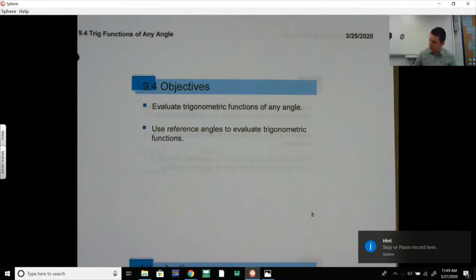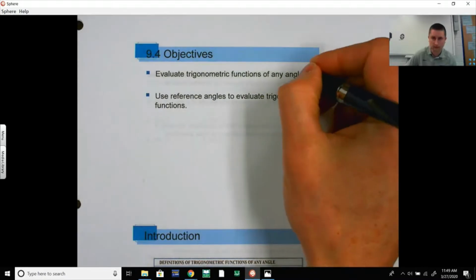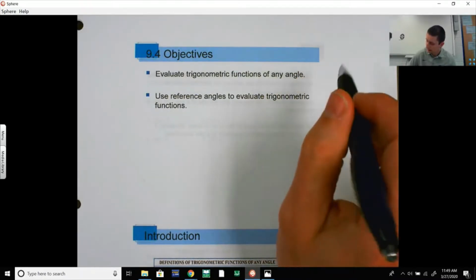Okay, let's get going. 9.4, trig functions of any angle. This is going to be from 0 to infinity, basically. And reference angles.